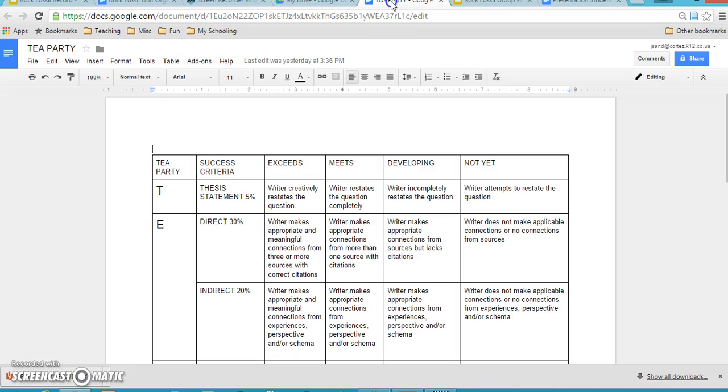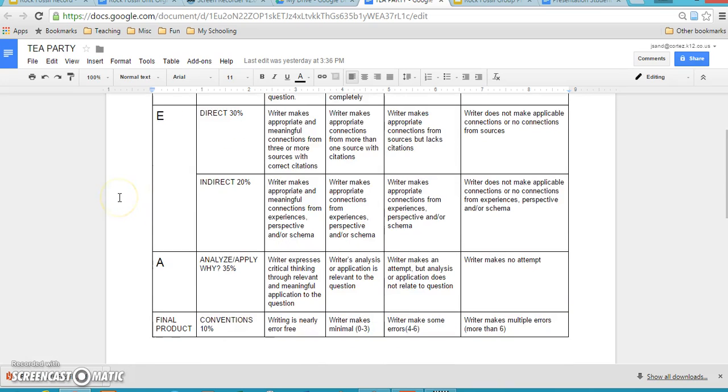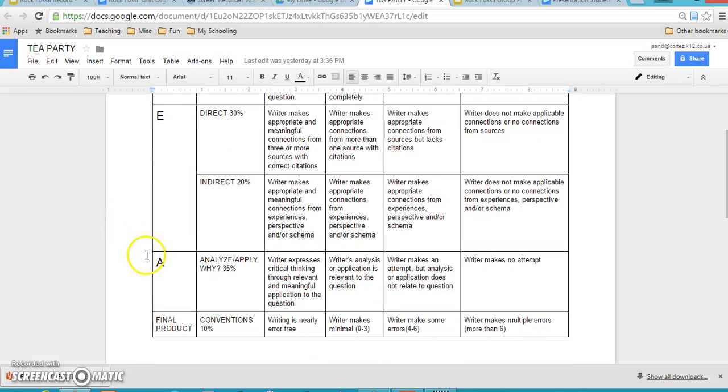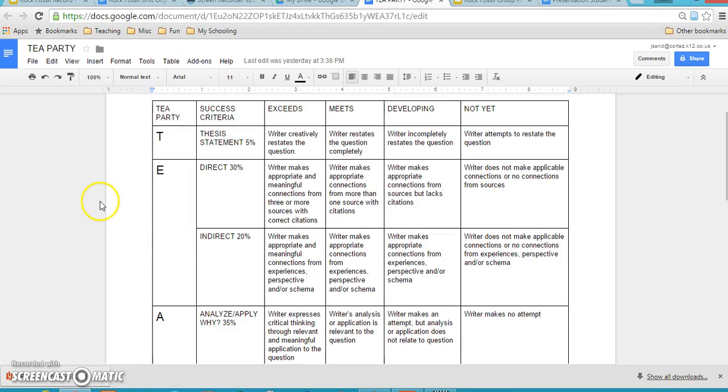And so you've been given this document called Tea Party. And basically it's a rubric that our science department put together that is going to score your writing based on how well it addresses these 3 main areas: thesis statement, evidence, and application. So let's talk about what this rubric is really.